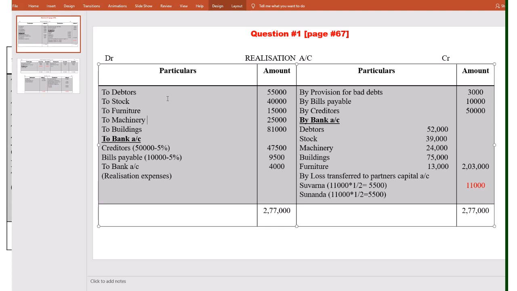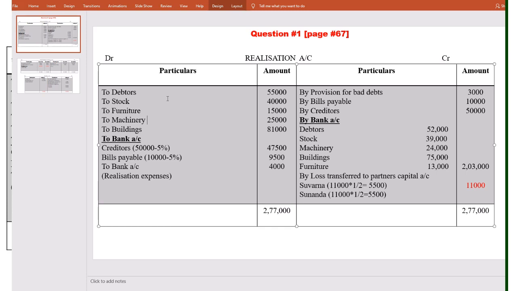See the adjustments. They have given the assets realized. What are the assets to be realized? That means the assets have been sold, and at what price they have been sold. Creditors and bills payable were paid at 5%, so the liabilities are also cleared, and dissolution expenses amounted to rupees 4,000.